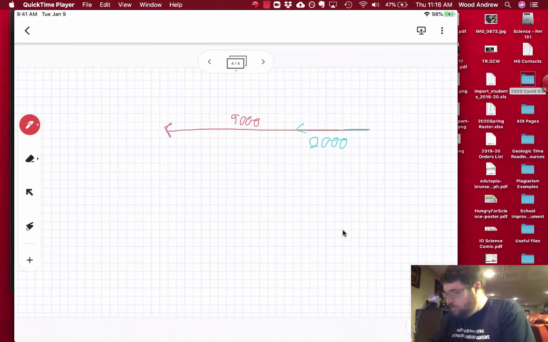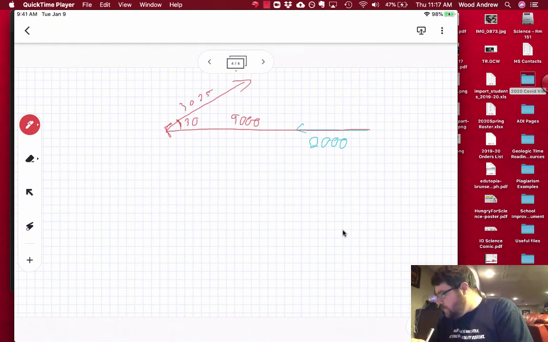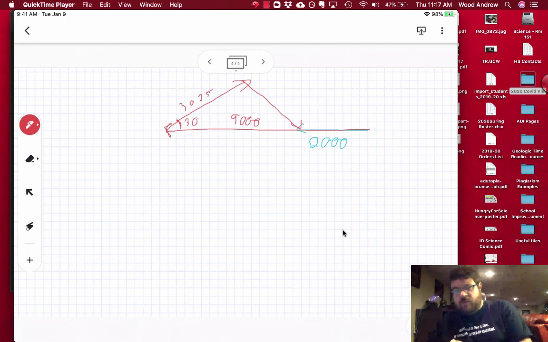We have object B, which is going to be 30 degrees north of east, so it would be back this way. And that is 3,025. And we know we have object C, which would take us back to a total of 2,000, right?